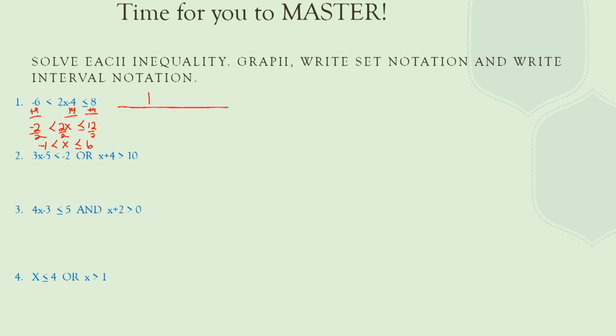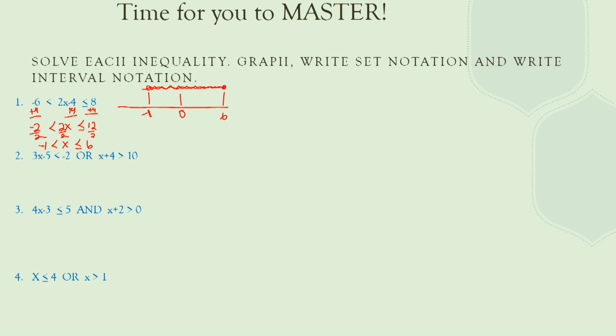So I have negative 1, 0, 6. I have an open circle at negative 1. I have a closed circle at 6. Now it's saying that negative 1 is smaller than all my variables. So I'm going to graph here. And it's also saying that all my variables are smaller than or equal to 6. So I'm going to graph here.